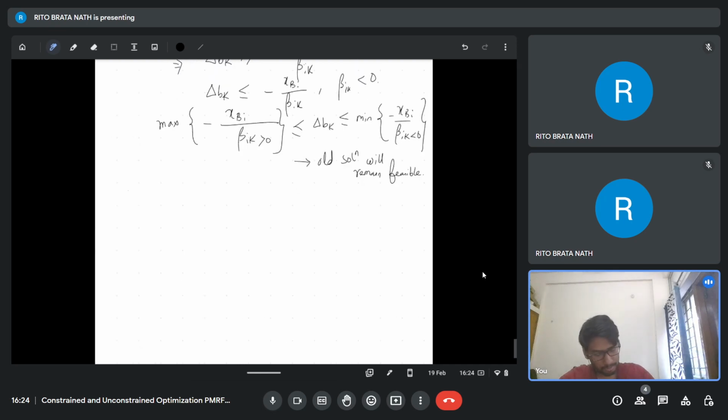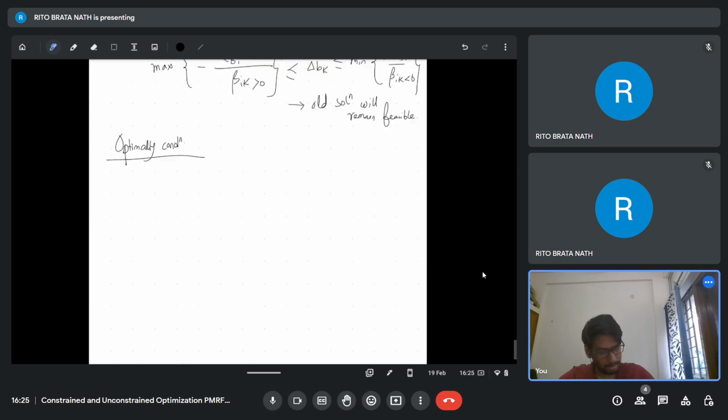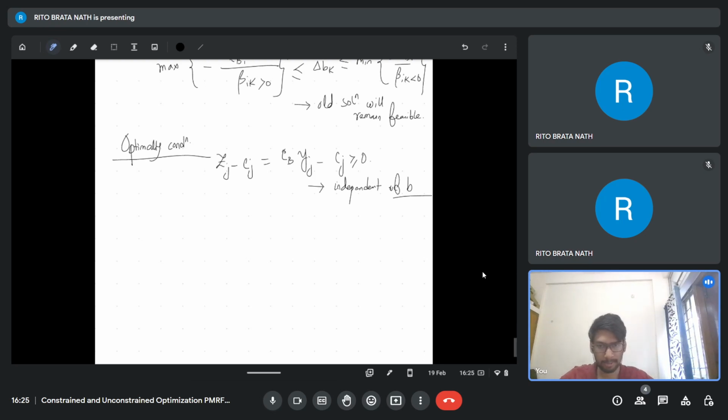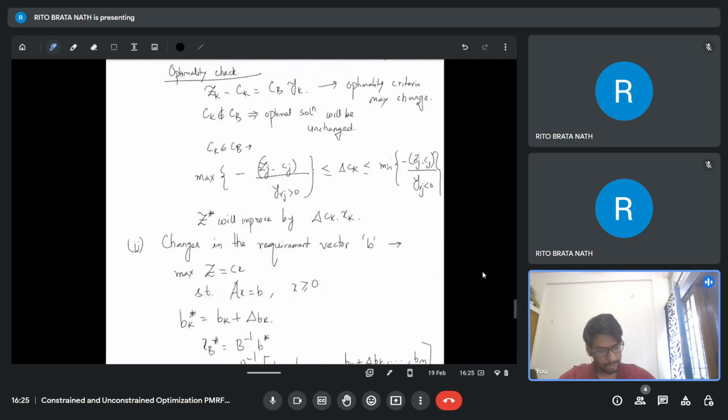And what you have is the optimality condition. So that's zj minus cj, it's nothing but Cb Yj minus cj greater than or equal to 0. So this is independent of delta bk, so this will remain optimal. So that means if your delta bk is in that range, your optimal solution remains optimal, otherwise you have to resolve the problem. Okay, so that was about the second one.